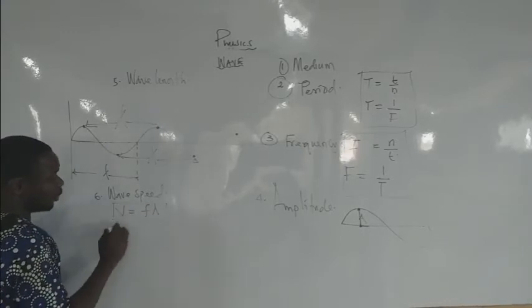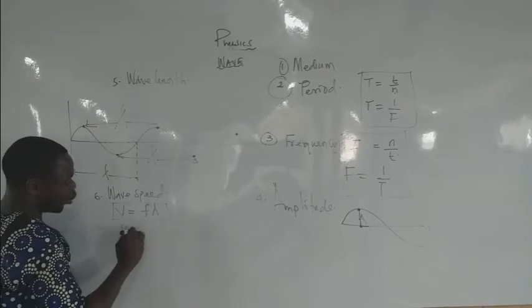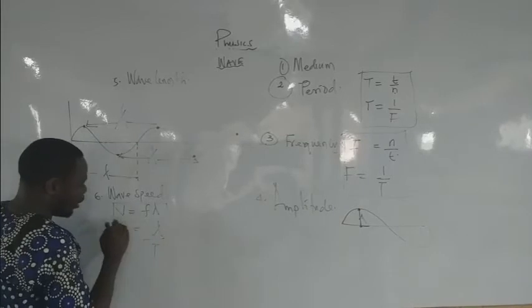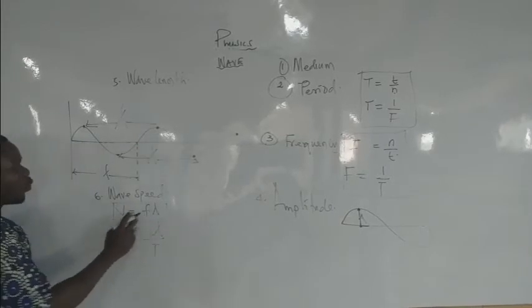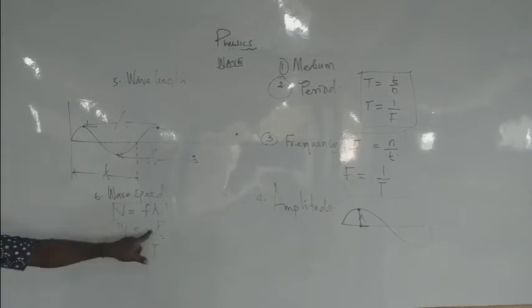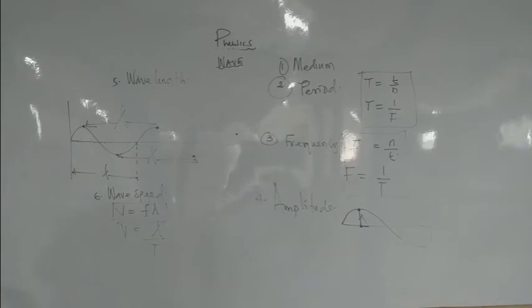The second formula, V is equal to what? Lambda over T. The first one here is to calculate speed in terms of frequency and wavelength. This one is to calculate the speed in terms of what? Wavelength and what? Period.